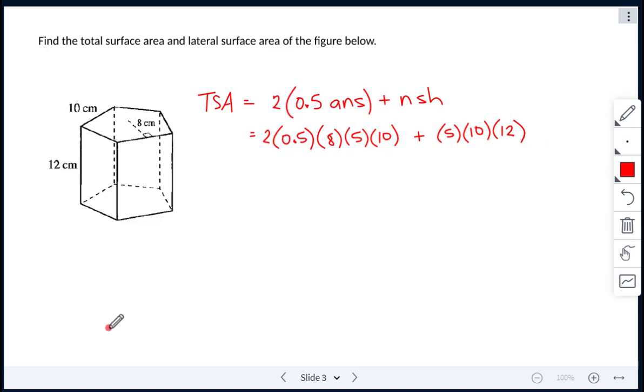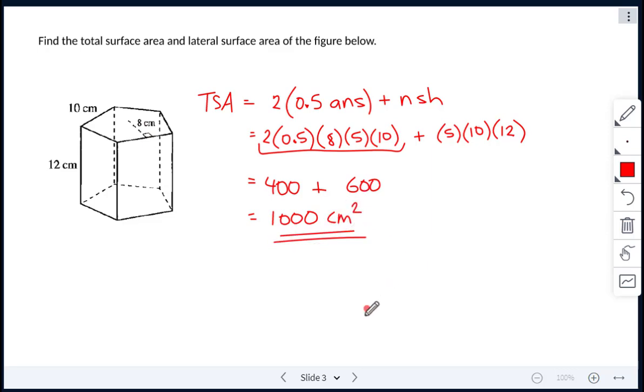All right, so putting this into the calculator, 2 times 0.5 times 8 times 5 times 10, that gives me 400. And then 5 times 10 times 12 is 600. Okay, which gives me 1,000 centimeters squared. It is in centimeters, so area is always centimeters squared. So that is the total surface area of this prism.